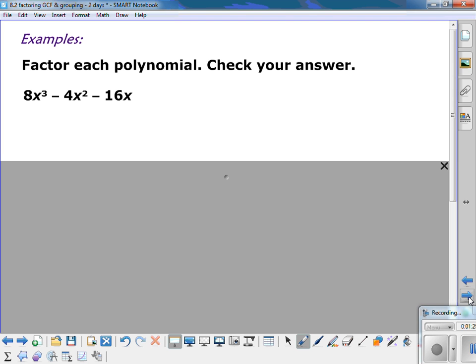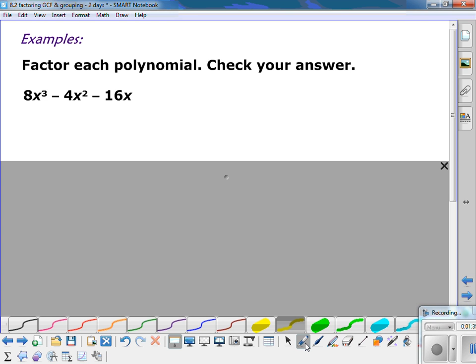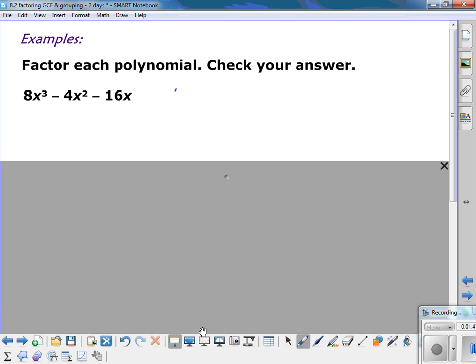All right, let's take a look at this next one. We're going to factor it, looking for the greatest common factor. So if I look at 8x cubed minus 4x squared minus 16x, the biggest number that goes into 8, 4, and 16 would be 4. And they have 1x. All of them have at least 1x in common. So 4x would be my GCF. So I'm going to divide that 4x out of each of these terms and put what's left in the parentheses.